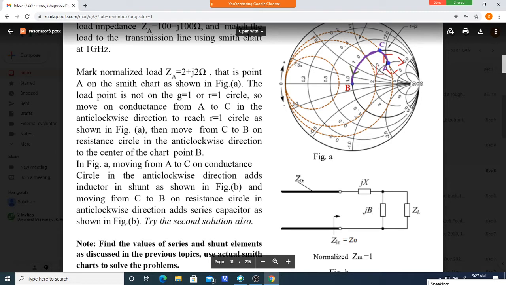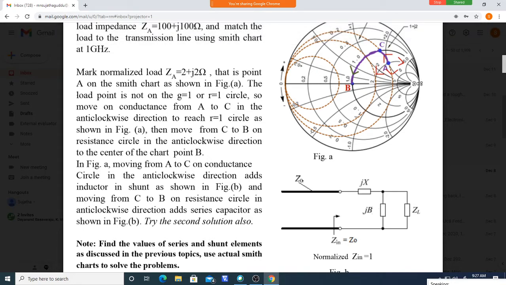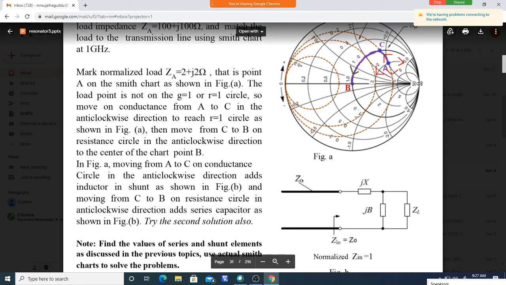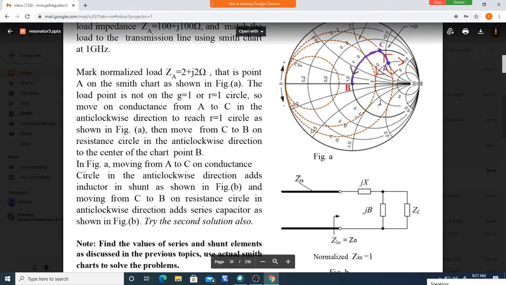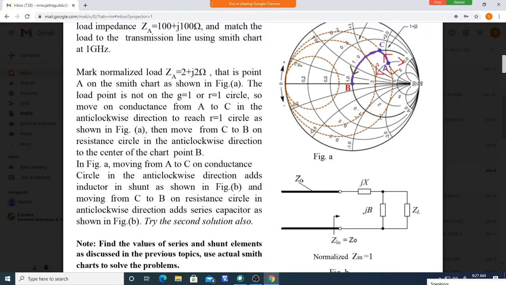Or another solution is from here you can move like this also, reach here, and from here you move on here. That is another solution. From here you can move in the clockwise direction, then you go on here. If you move like this, it adds a capacitor in shunt, next an inductor in series. That is another solution.